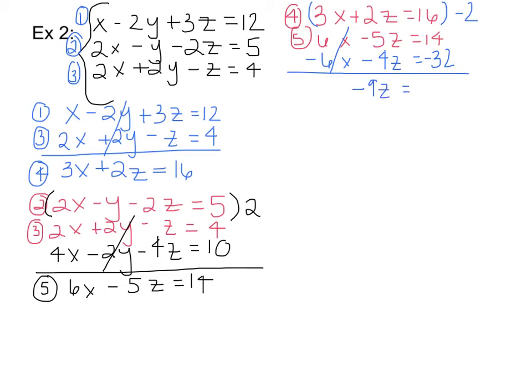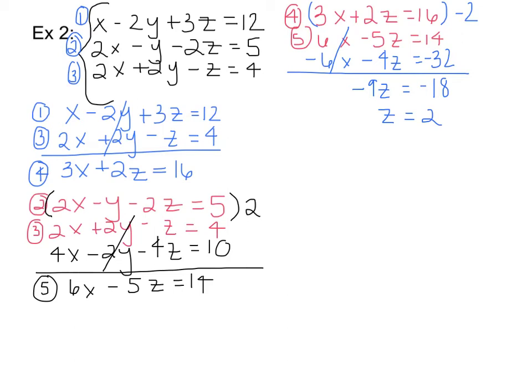And 14 minus 32 is going to give me negative 18. And look at how nice that is. Divide by negative 9, and you get that z is positive 2. Okay, so now since I have z is 2, I have to plug z into either equation 1, 2, 3, 4, or 5, and I'm hoping to instantly get another variable.